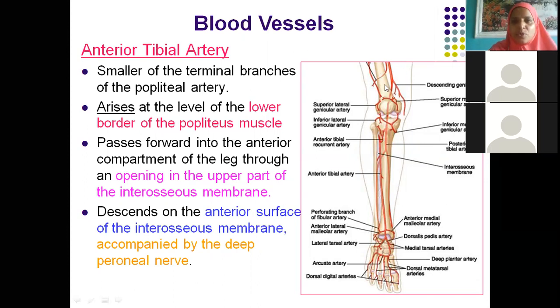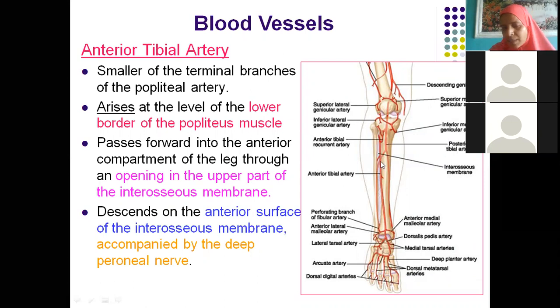The name changes to which artery? Popliteal. Very good. Popliteal artery. Popliteal artery divides into two terminal branches. In front, you call it as anterior tibial artery. Behind, you call it as posterior tibial artery. This is front, you call anterior tibial. Behind, you call posterior tibial.